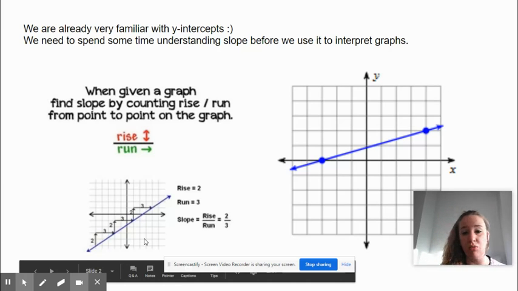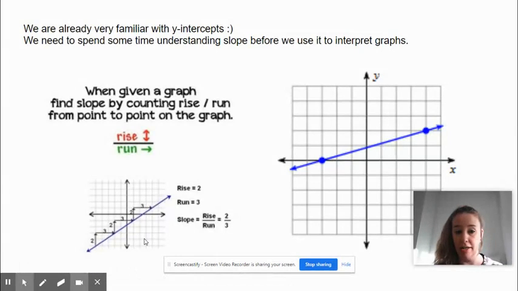Right, so slope is rise over run. You might remember this from previous years. So if you look, rise just implies how much you're going in the up-down direction, and run, how much you're going left to right, right?